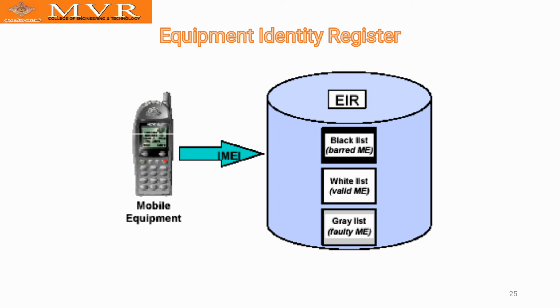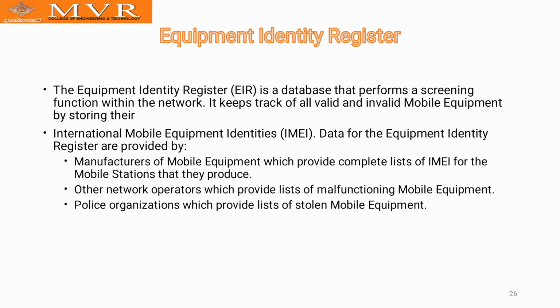And next one is the equipment identity register. The equipment identity register deals with the mobile equipment, which is identified by a number, the IMEI code. The equipment identity register has a blacklist, which is barred ME, a white list, which is valid ME, and a gray list, which is suspect or false ME. Those are the modules of the equipment identity register.